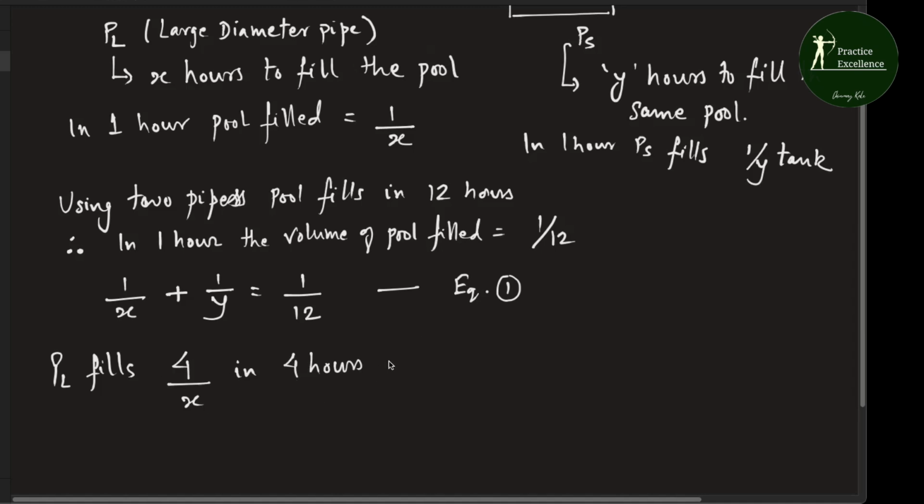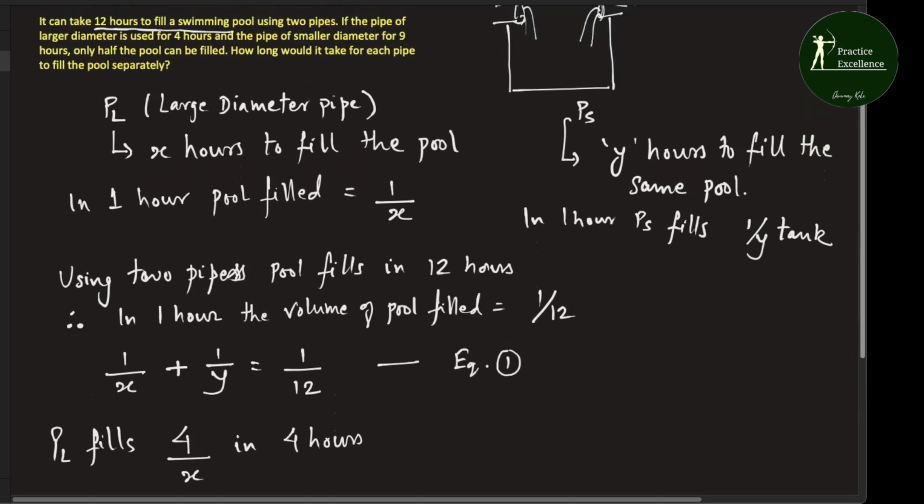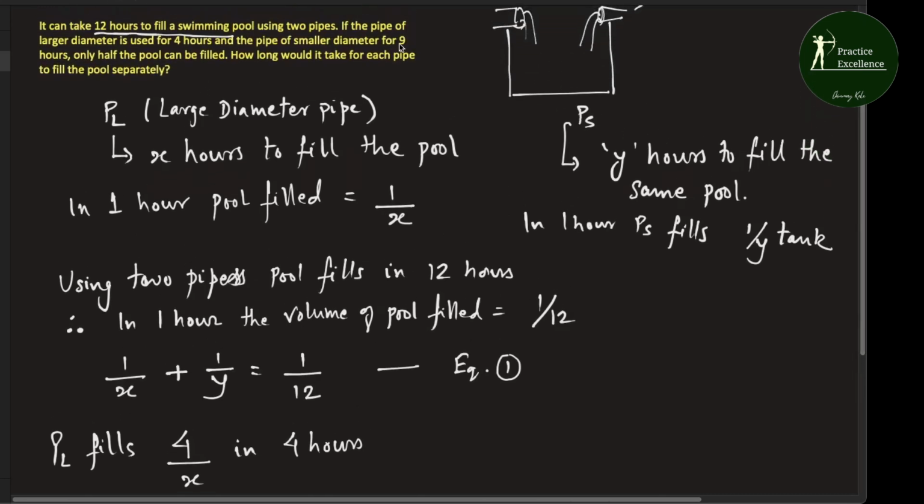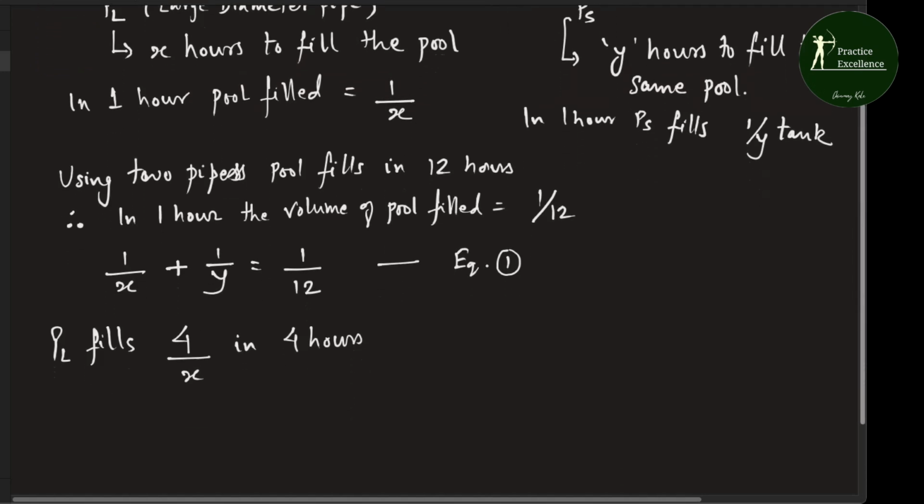which is 4/x of the pool. Similarly, for the smaller diameter pipe, how long are we using it? We are using it for 9 hours. So in 9 hours our smaller pipe, PS, fills how much? 9 upon y in 9 hours.